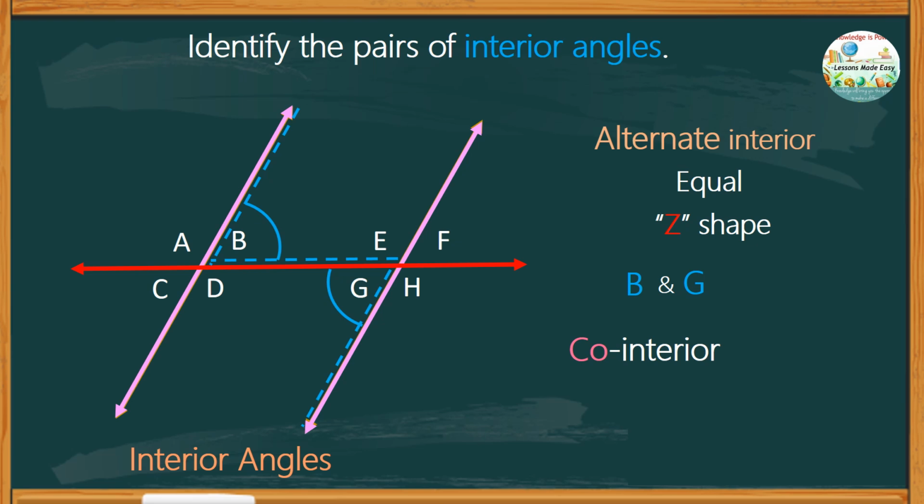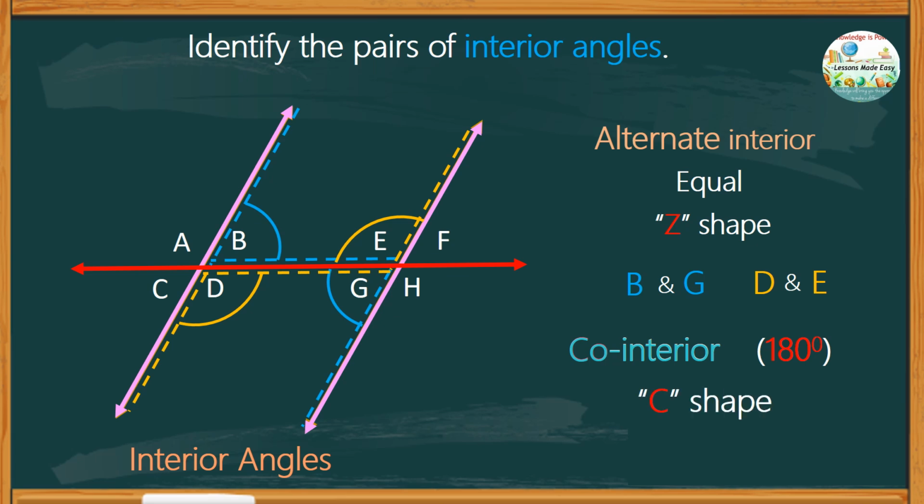Can you find another Z shape? So here is another one. These two angles are alternate interior angles as well, angles D and E. Again, they are on the opposite sides of the transversal. Now let's move on to co-interior angles, which are not equal, by the way, but together they add up to 180 degrees. They are on the same side of the transversal and they make a C shape.